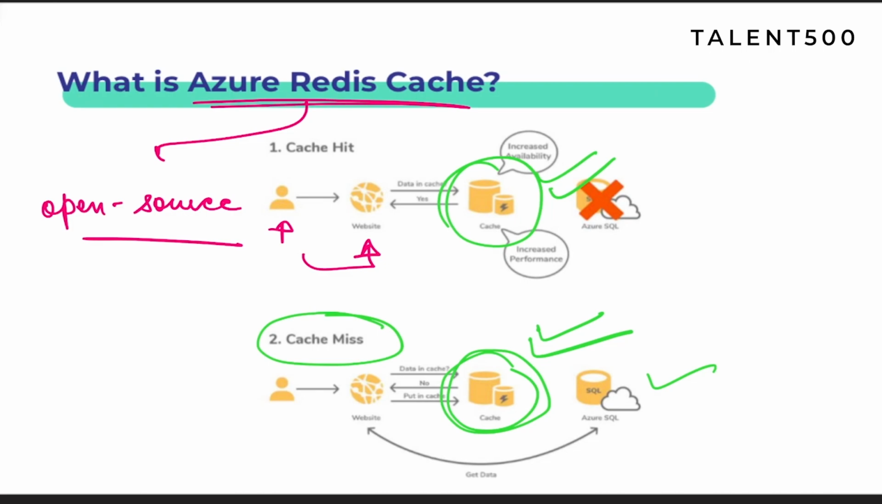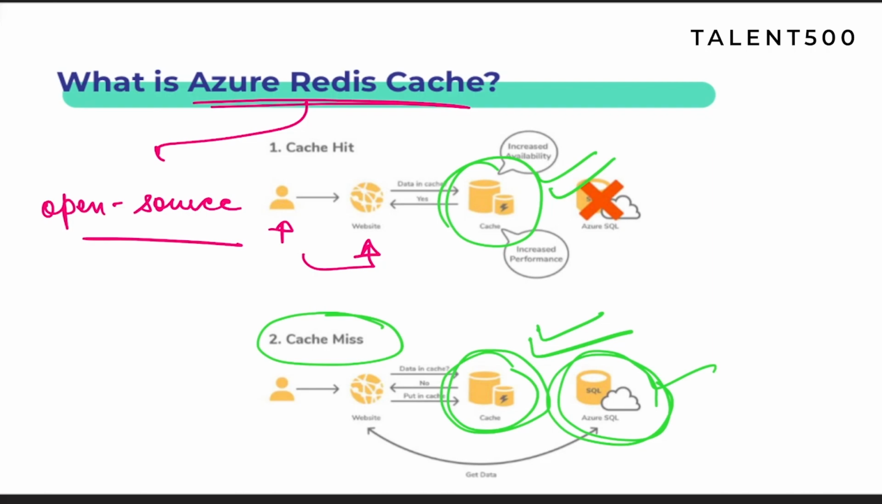So when some data is not available, we will say, okay, it is a miss. At that time, it is going to be fetched from your Azure SQL and then it will be stored in your cache. So when you talk about this Azure Redis cache, what it is actually doing there is providing us a powerful and secure caching mechanism. And how are we able to achieve that? With the help of Azure Cloud.